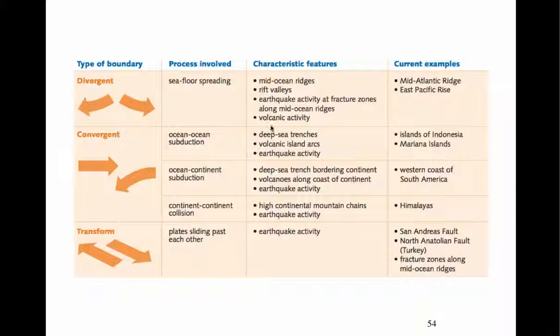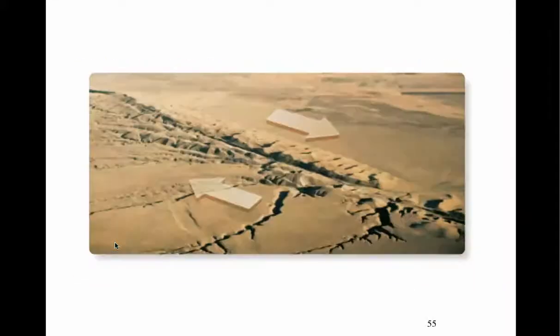This is your book's summary of the three types of boundaries. We started talking about divergent, we'll talk about convergent, and transform. Here's a transform fault in California where the two plates are moving past each other. The western part of California is actually part of the Pacific plate, and it's going north. The rest of this is going south relative to the other.